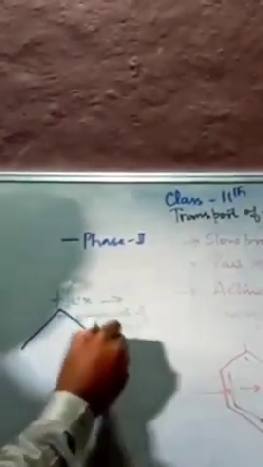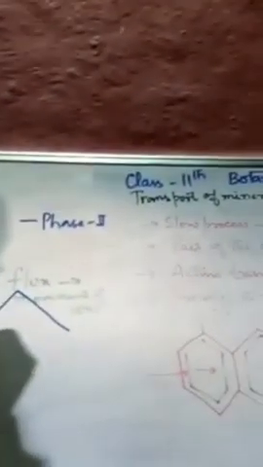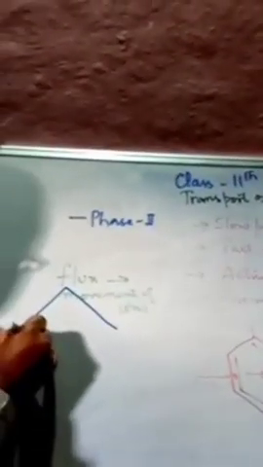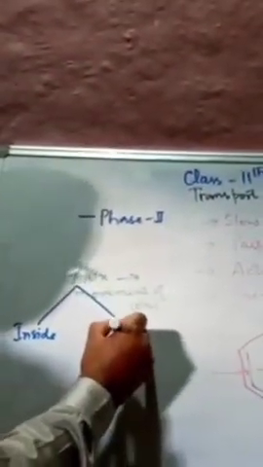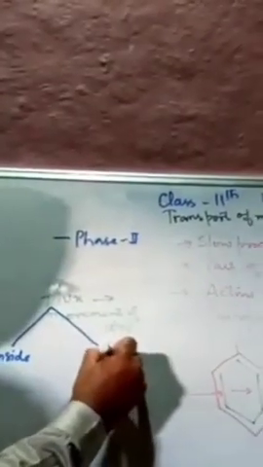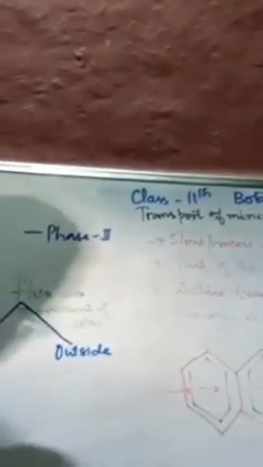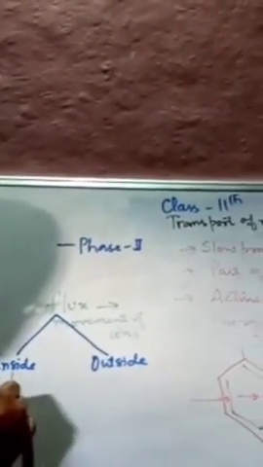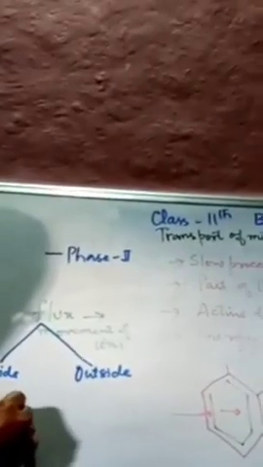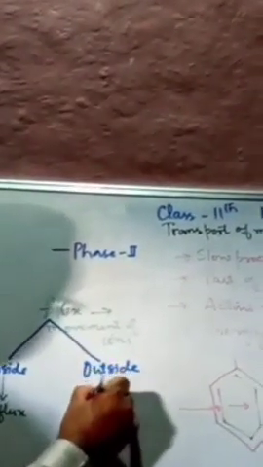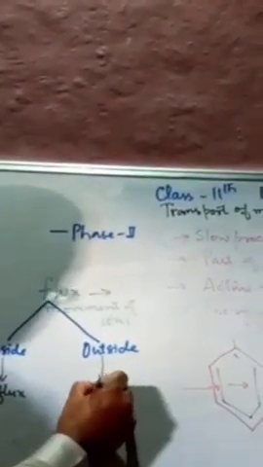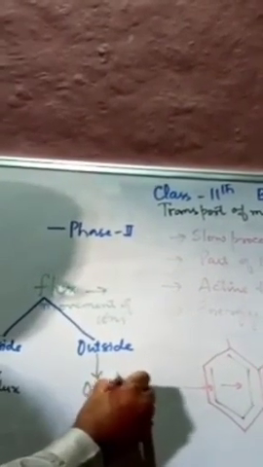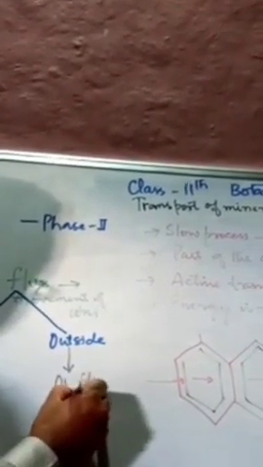This flux term can be divided into two parts. First, when the movement of ions takes place inside the cell, and second, when the movement of ions takes place outside the cell. When the movement of ions takes place inside the cell, it is called influx. When the movement of ions takes place outside the cell, it is called outflux, or efflux.